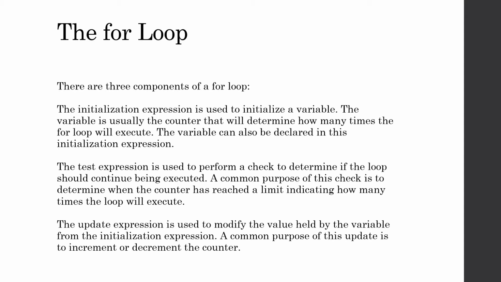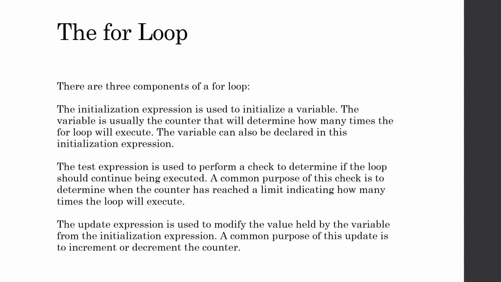So this for loop is going to consist of 3 components. They're essentially each one of those different steps that I just described. We're going to have what is known as the initialization expression, which is used to initialize a variable. The variable is usually going to be the counter that will determine how many times the for loop will execute. This variable can also be declared in this initialization expression, so we could see something like int count equals 0. So we have our full declaration and initialization all within this first portion of our for loop.